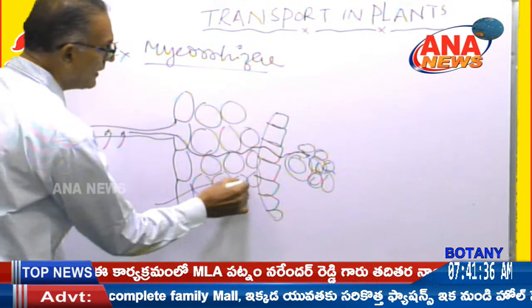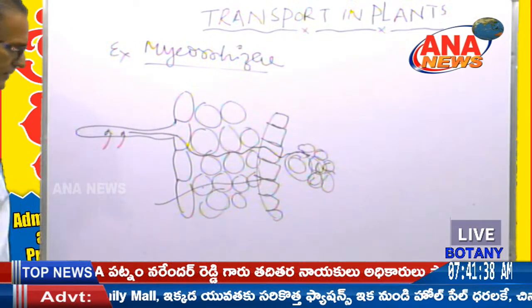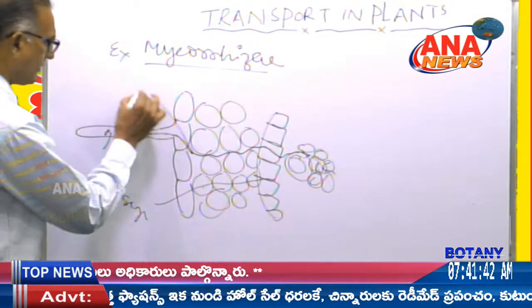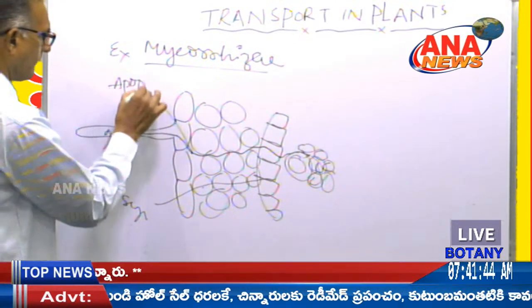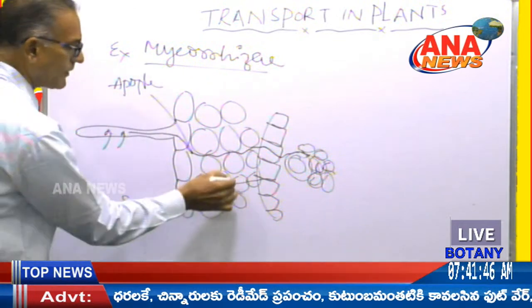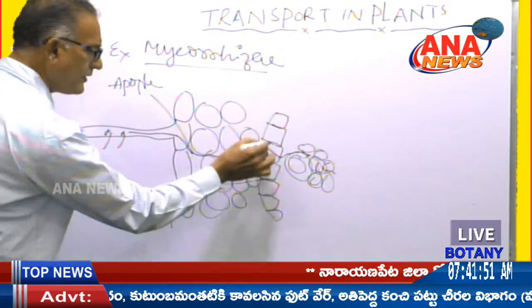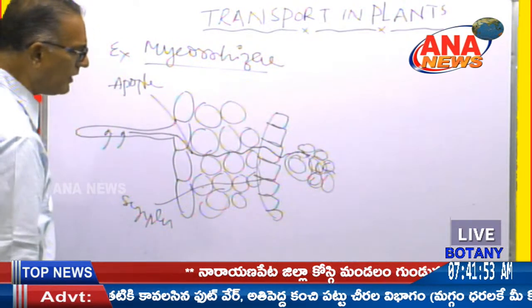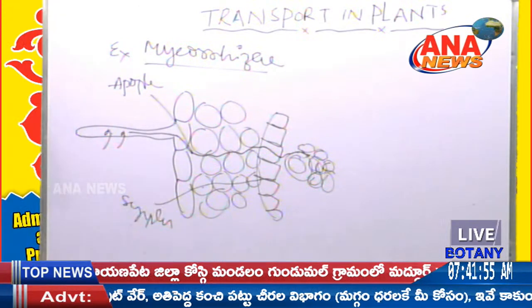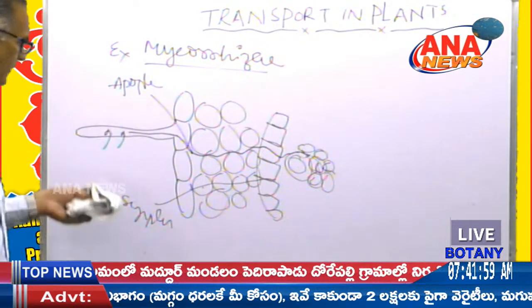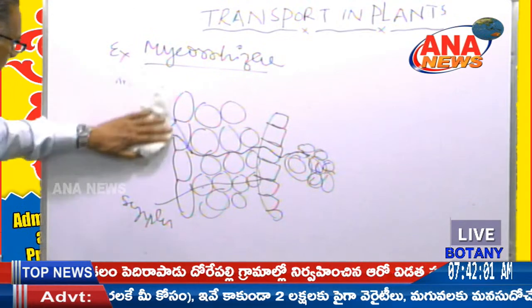So through the cells it is the symplast, through the intercellular spaces it is apoplast. The water moves through the cells, this is the symplast. The water moves through the intercellular spaces along the cell wall, that is the apoplast. This is the way of water movement in the root by the apoplast and symplast methods.